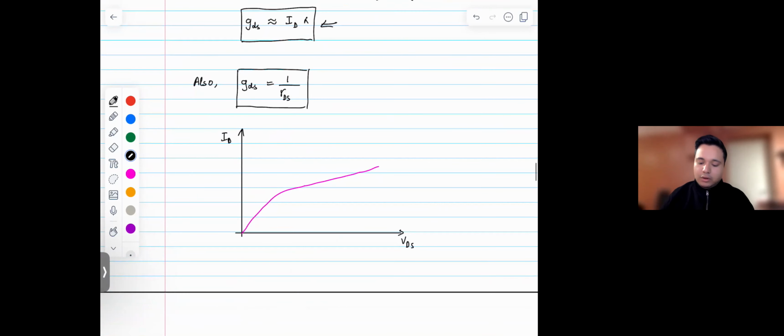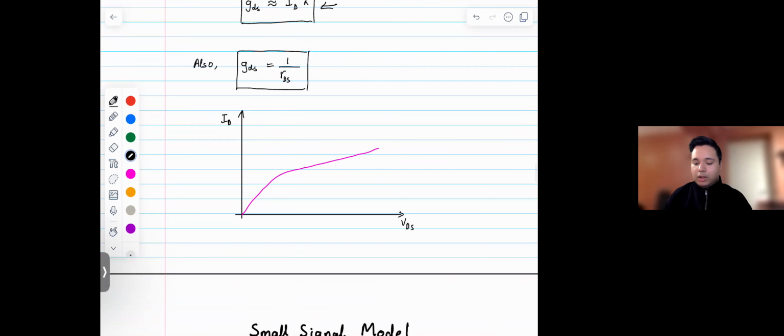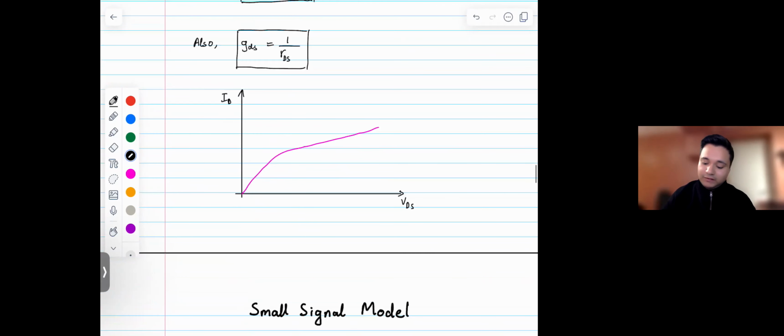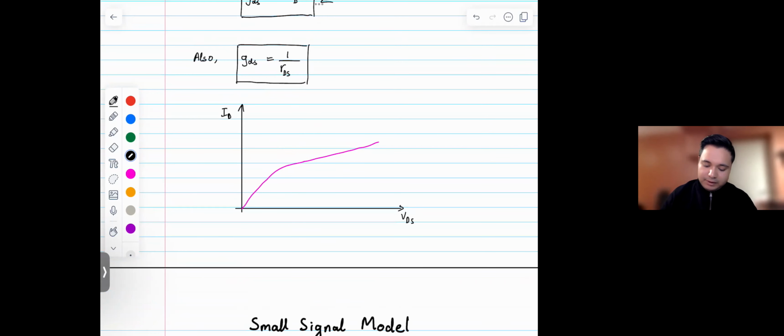All right. So again, on the graph, if you plot ID versus VDS, which we have done multiple times when studying MOSFETs, the graph looks something like this. If it has channel length modulation, in the saturation region, if you take the slope of this line here, this slope would be equivalent to the GDS.